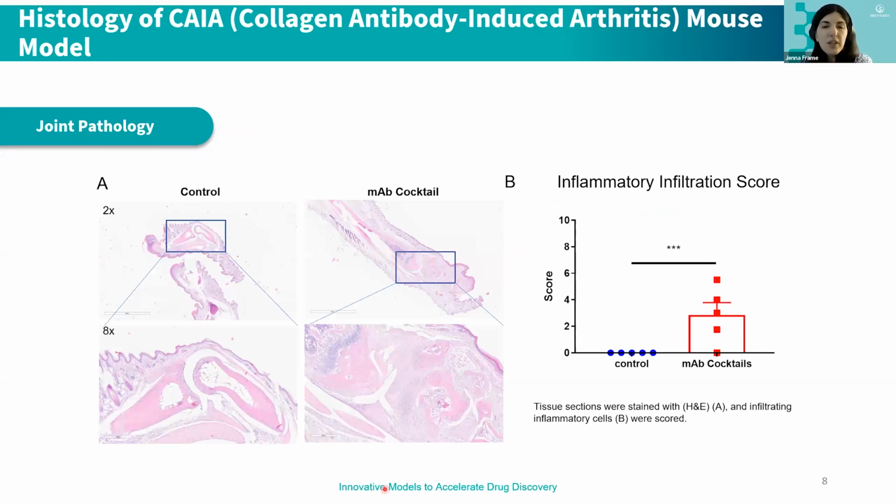Looking at histology of the joints of these mice injected with the collagen antibodies indicates extensive inflammatory infiltration into the joint spaces, which led to a quantifiable difference when the mice were scored based on the pathologic score.